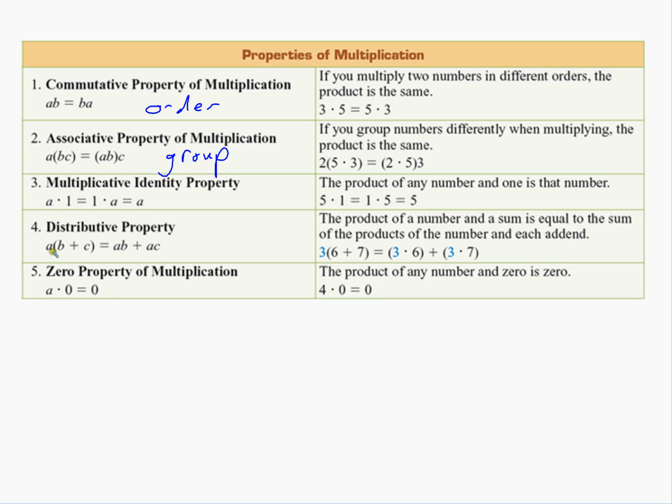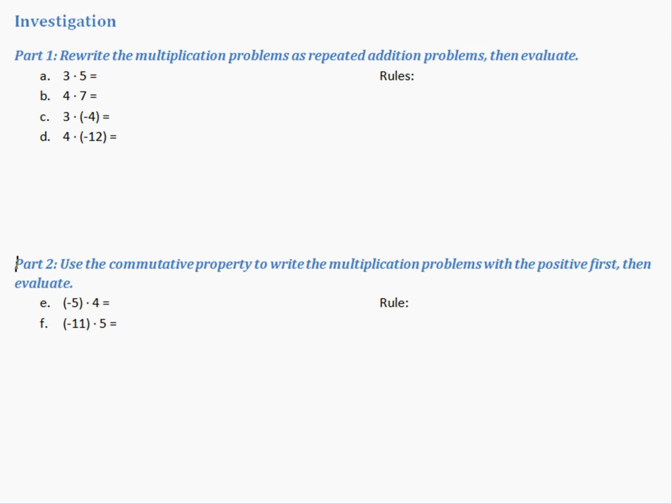Distributive property, and we talked about how this means multiplication here: a times (b plus c). That just means a gets multiplied times b, and a gets multiplied times c, and you keep that sign there. And the zero property of multiplication basically says anything times 0 is 0. So those are our properties, and now we're going to get into a little bit of investigations.